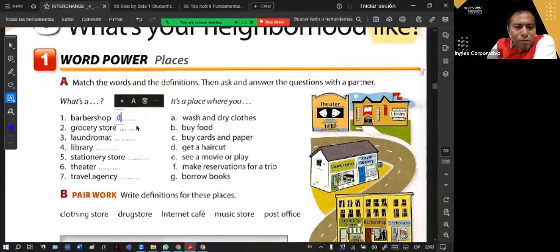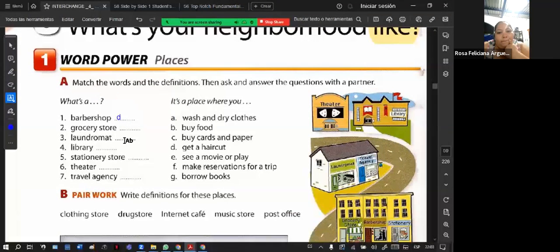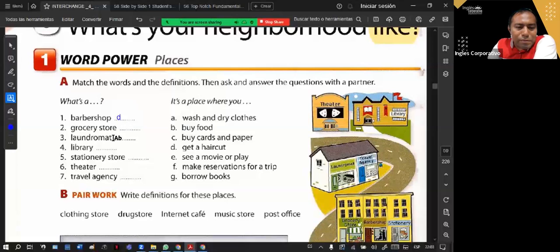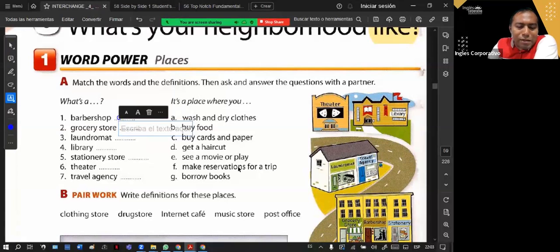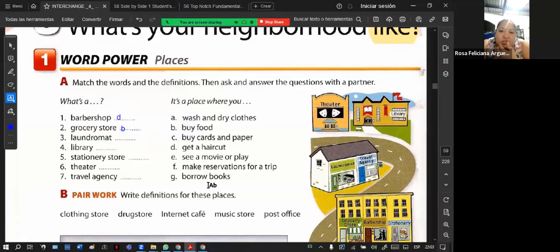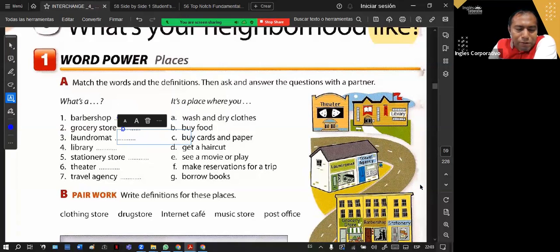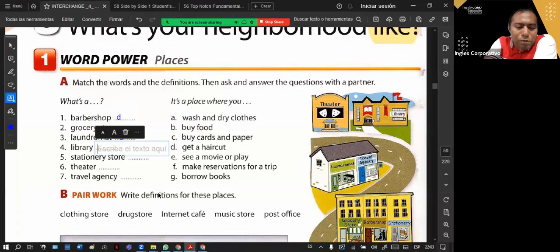Very good. The next one, what's a grocery store? O me puede decir otra, no hay problema. Number three. Letter B, right? You buy food. That is a grocery store. What's a laundromat? It's a place where you wash and dry clothes. Letter A. Excellent. Very good. Now, what about library? Library no es librería, ¿verdad? Letter G. Borrow books.